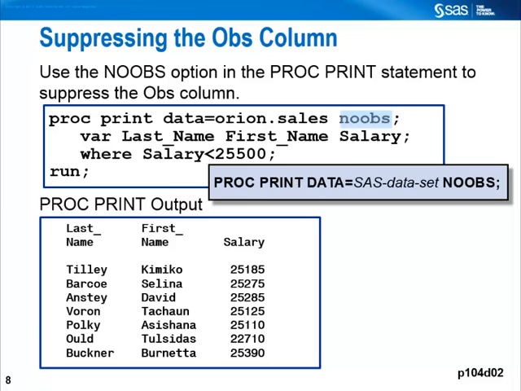Suppressing the OBS column: according to the scenario, we do not need the OBS column to appear along with our report. So we use a noobs option in the proc print statement to suppress the OBS column. As we can see in the proc print statement, at the end we have the noobs option that is already highlighted, and when we submit the following program, we get the following result that we can see at the bottom.